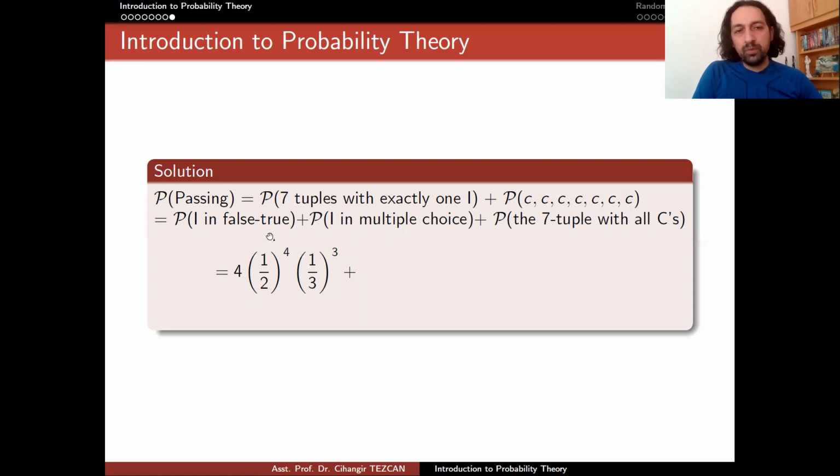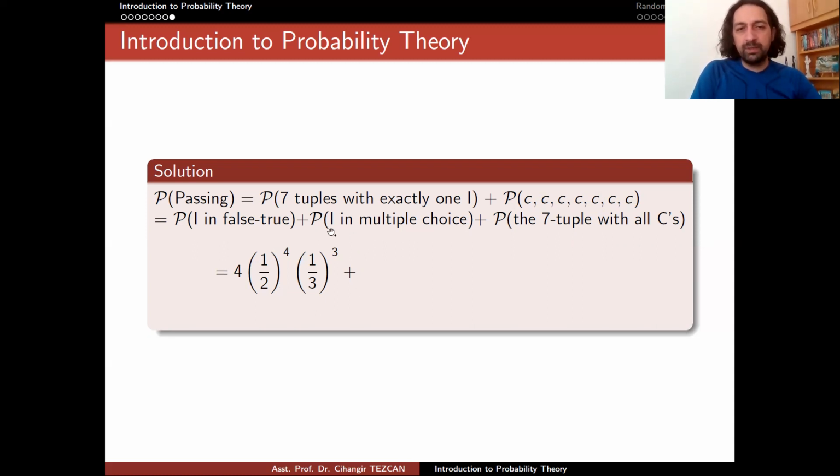And for the true false questions, you have to answer 3 of them correctly, so this is 1/2 to the power 3. But the probability of incorrectly answering one of them also has probability 1/2. This is why we have 1/2 to the power 4 here. But you have 4 questions, and you might have the incorrect answer to one of the 4 answers. So you have multiplication with 4 here. Actually, it is the combination of 4 with 1, which is also 4. So this is the probability of having 1 incorrect in true false questions and all correct in the other questions.